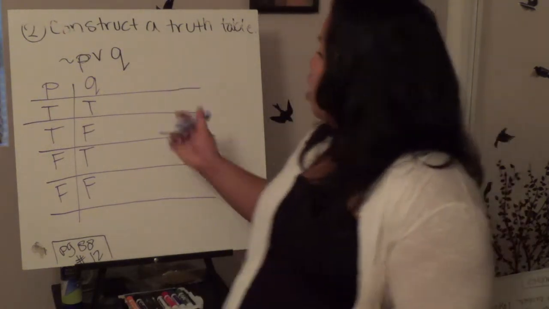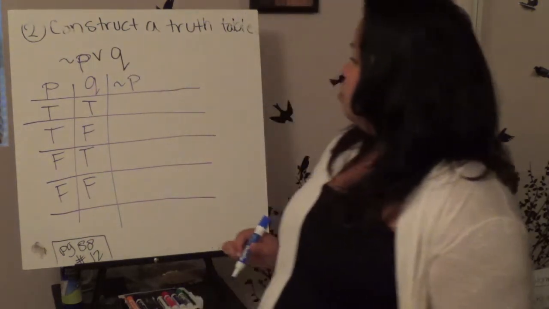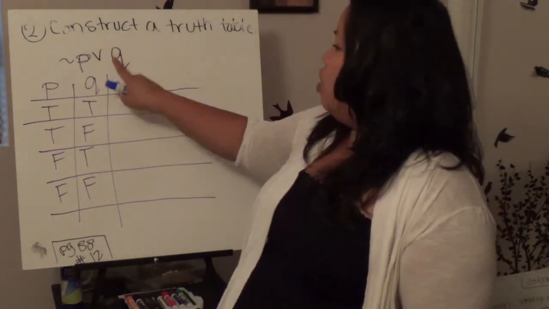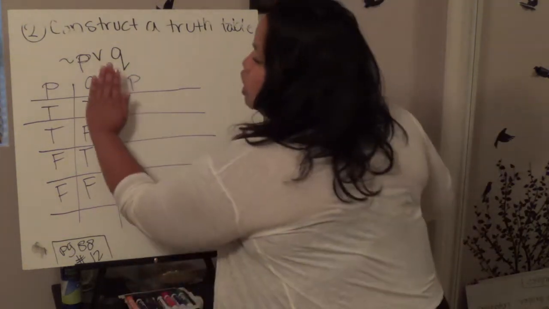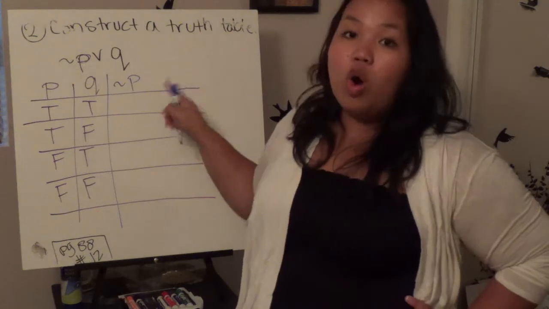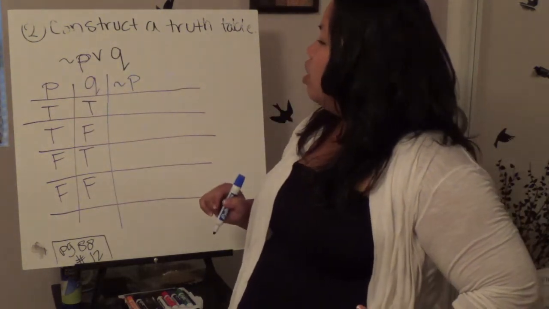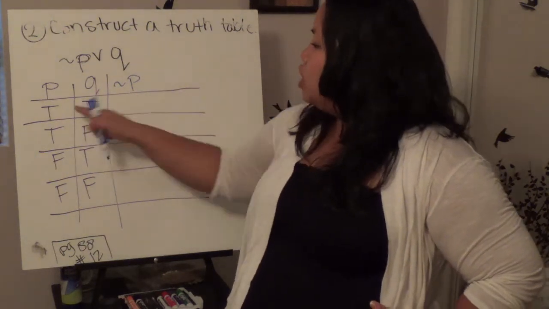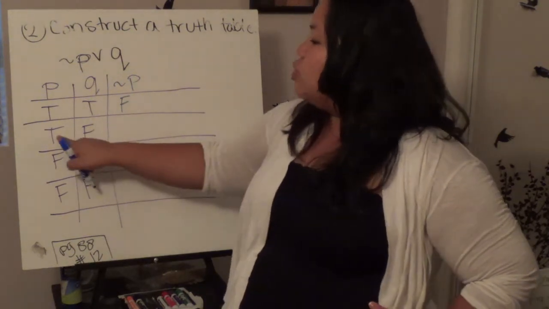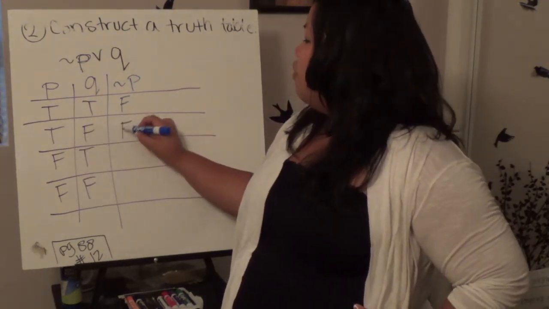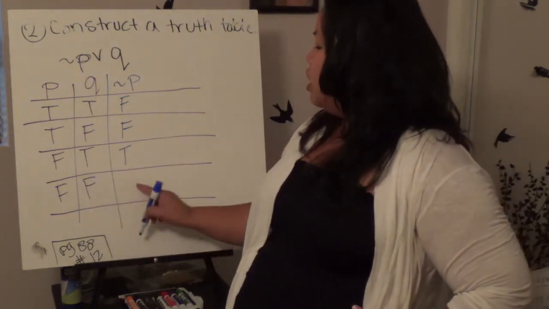So we need to figure out not only P and Q, but we have to know the possibility of not P. Okay, because this is not P or Q. So if I look at P over here, let's ignore Q, because not P only works with this column. It has nothing to do with Q just yet. So it's the opposite. If this P is true, then this one has to be false. And if this P is true, then this one has to be false. If this one is false, this has to be true. And if this one is false, then this is true.